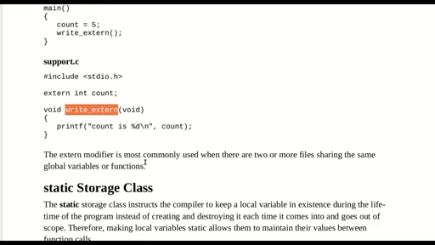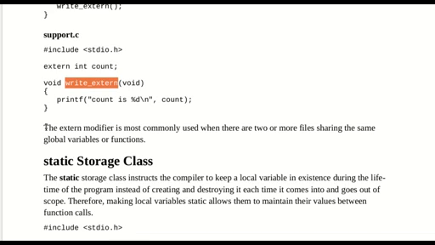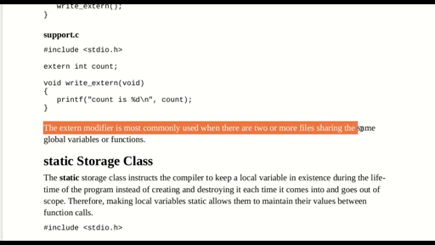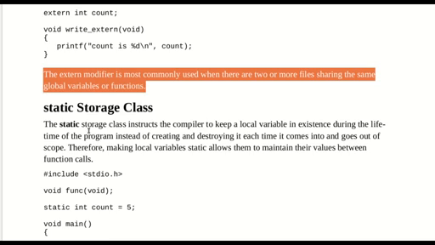So the extern modifier is actually used when there are two or more files sharing the same global variables or functions. Whenever you want to share data between different files or between different programs, you can use the extern storage class. That is the main use of the extern storage class. Next we will see the static storage class.